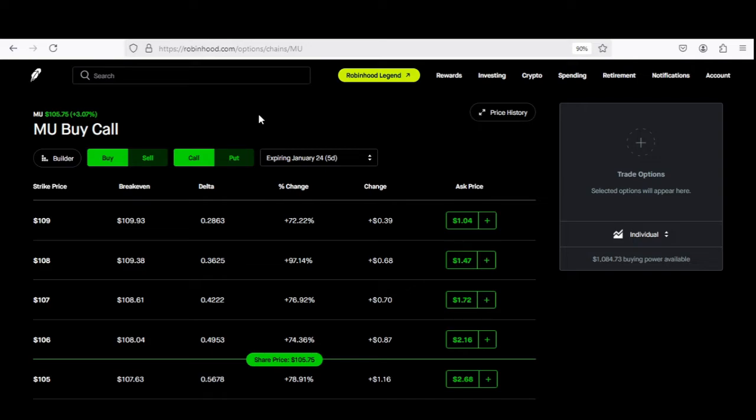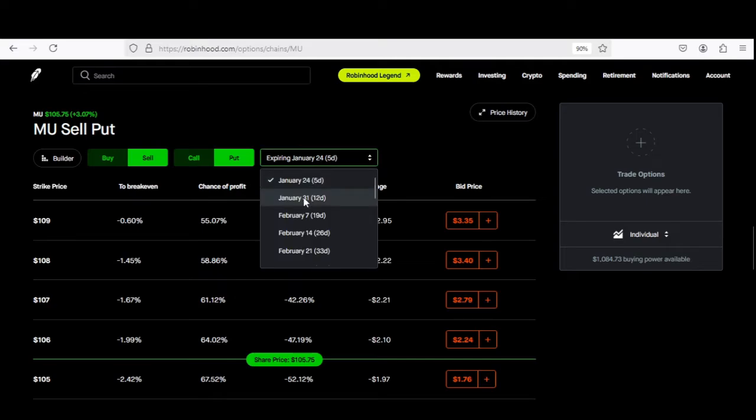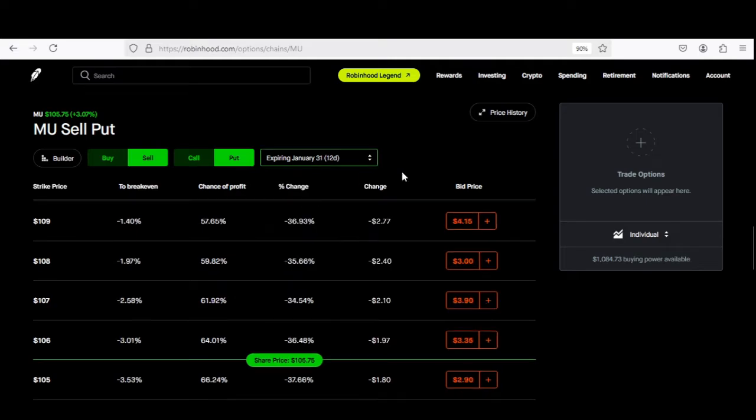Now for the first strategy, we're going to go ahead to sell and we're going to go ahead to put. And now I'm going to be working with the expiration date. We're going to be using January 31st. So this option strategy is what's known as a cash secured put. Now with the cash secured put, I'm going to show you how I choose my chance of profitability that always makes me keep winning with this option strategy.